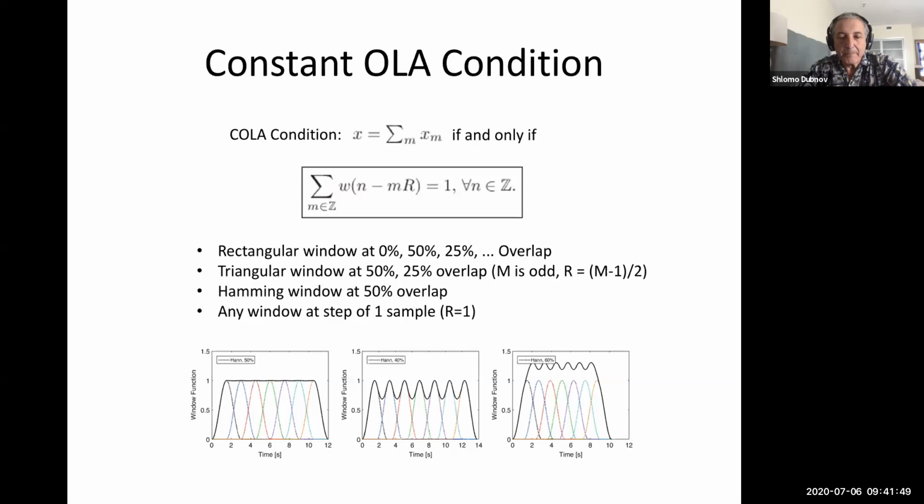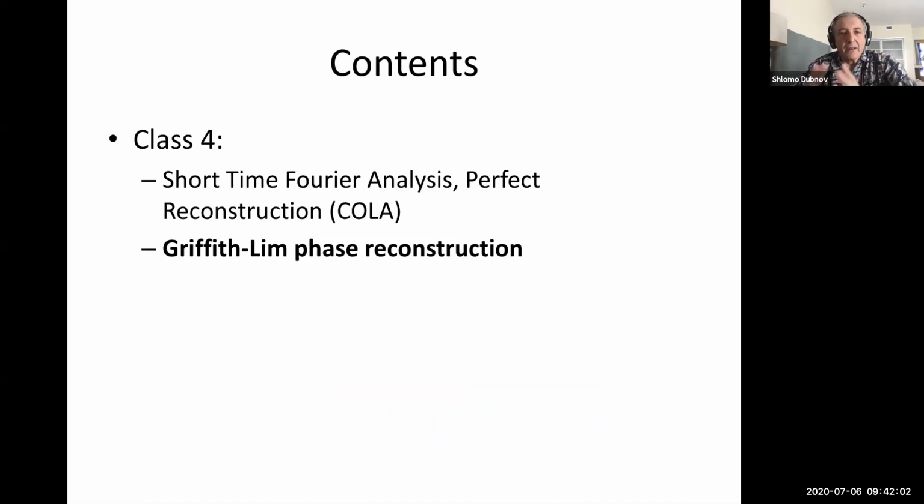Which is one of the references. It actually shows a slightly different derivation that doesn't have these strict assumptions on the windows, but I think this is the simplest way to make sure that we can actually reconstruct the signal. So let's move on to the Griffin-Lim.